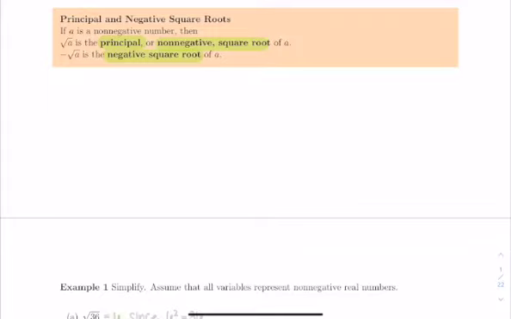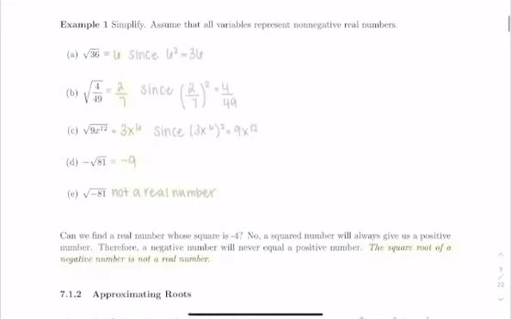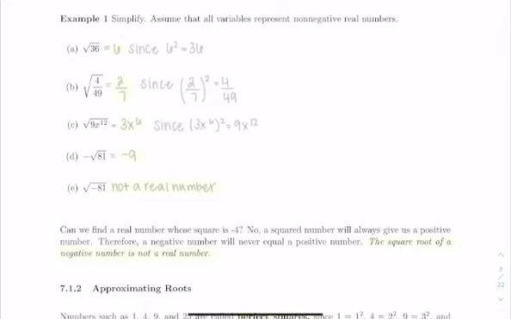So let's go ahead and simplify, and assume that all variables represent non-negative real numbers. We're looking for the square root of 36. So what we're looking for is something squared that would give me 36. And so that's going to be 6. So the square root of 36 is equal to 6, since 6 squared equals 36.